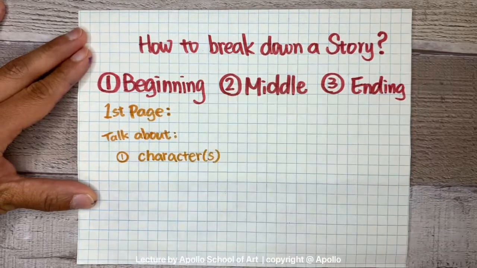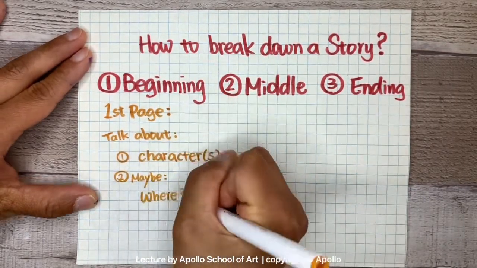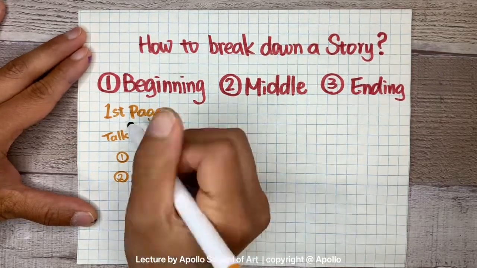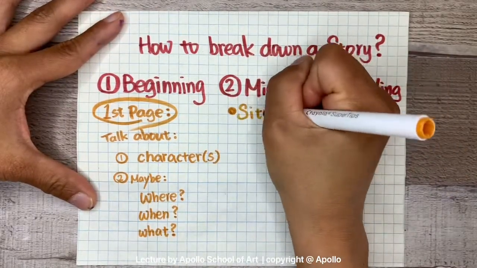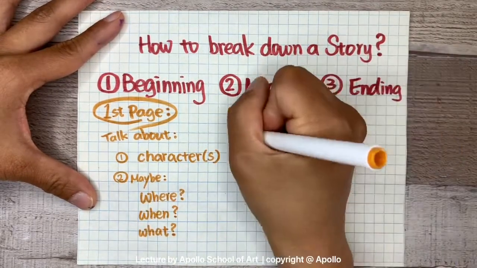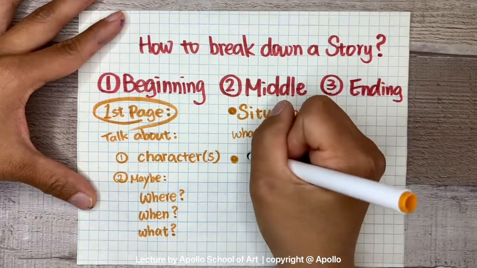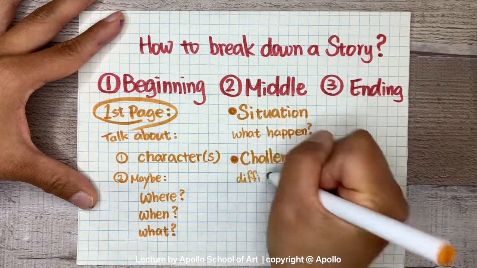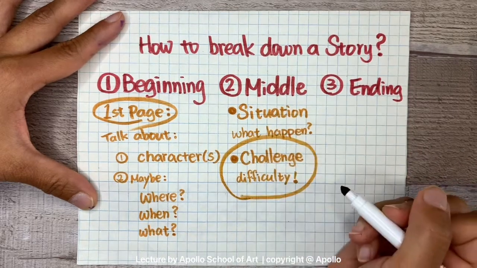Maybe the locations or the time. And sometimes we will describe a situation. Then the middle part of the story, we will talk more about the situation, like what happened, right? Then we will have the challenge, the difficulty you have during the story. Okay, so that will be the middle part. So we are spending more time on that.